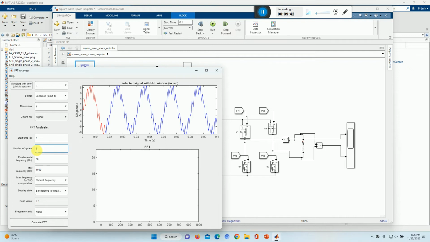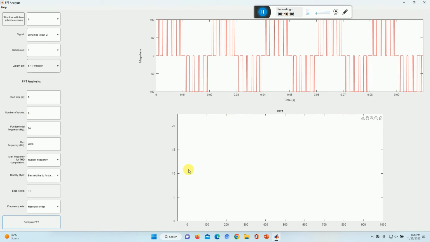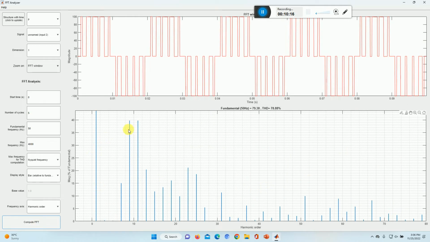For the number of cycles, let us say we would like to go for all the cycles to see what the output is, and 50 Hertz is the frequency, and up to 4000 Hertz we want to see the harmonics. This is the current waveform and the voltage waveform is this. If we do the FFT analysis, we will get the output over here. Let me enlarge this also. Compute FFT, yeah, FFT is here. And now we can zoom it in over here.